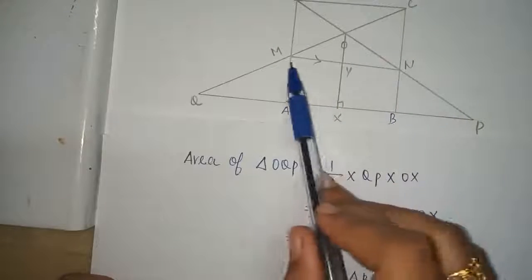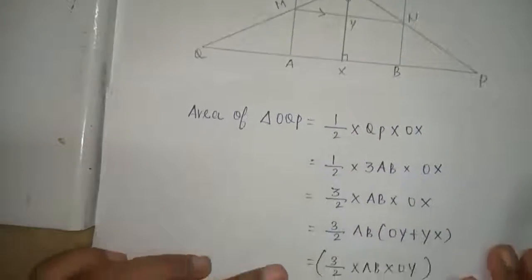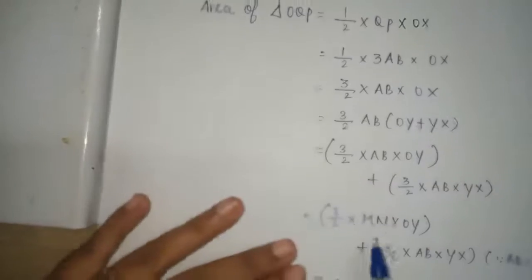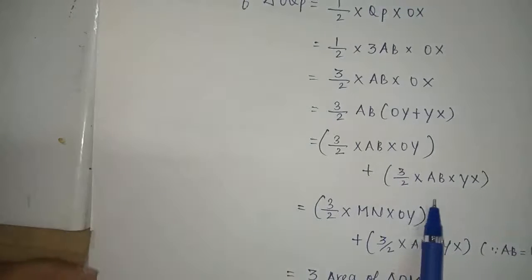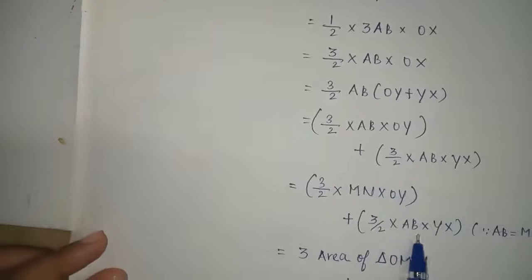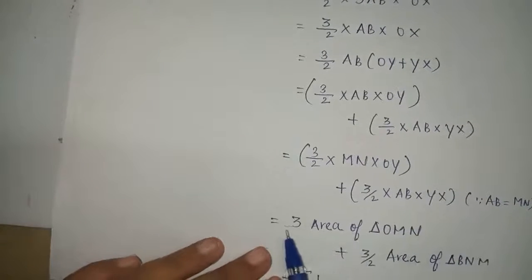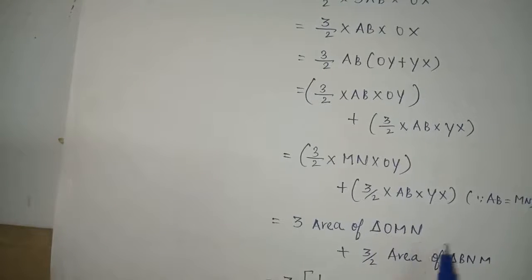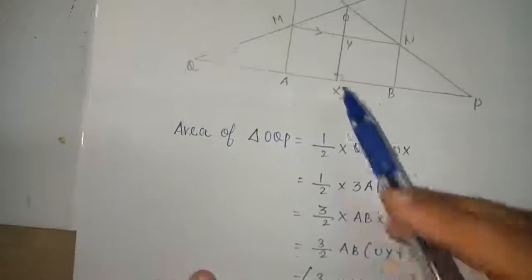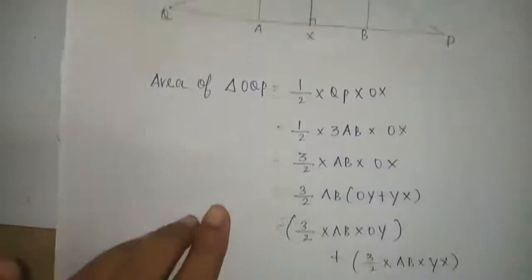So we take this as base. So AB and MN are equal. So we choose this. So instead of AB we write MN. So 3 by 2 into MN into OY. Similarly 3 by 2 into AB into YX, because AB is equal to MN, which is equal to 3 into area of a triangle OMN. We take that small triangle, because this is its base and this is its height. So this is the area of that small triangle.